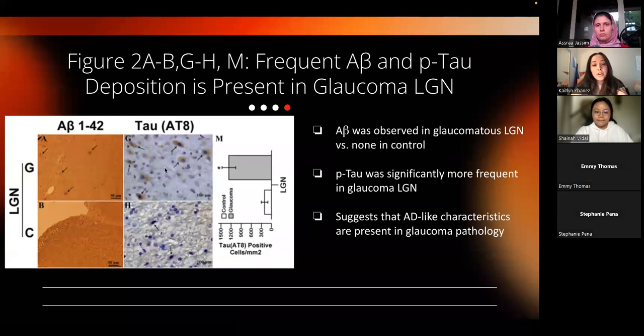And when it comes to phosphorylated tau, we can see there is significantly more of this protein in comparison to our control. Quantitatively, phosphorylated tau is significantly increased in glaucoma versus our control. So this is showing us that there seems to be some sort of correlation between how AD might arise and how glaucoma might arise, and how it can affect our vision.